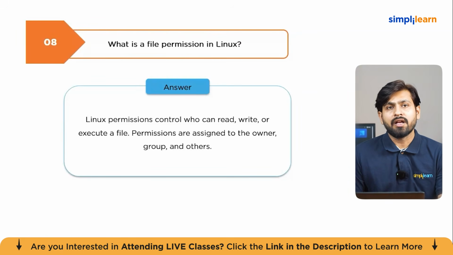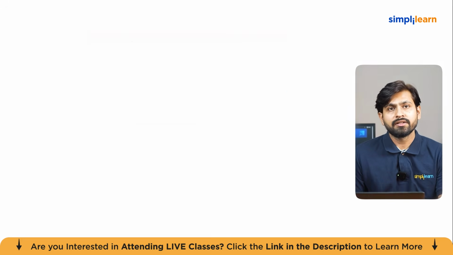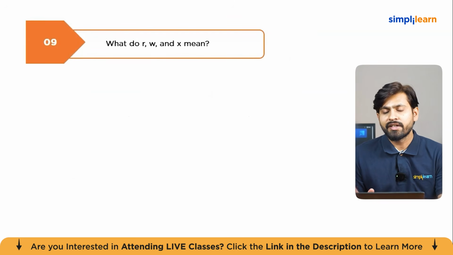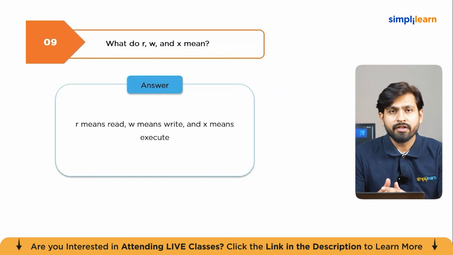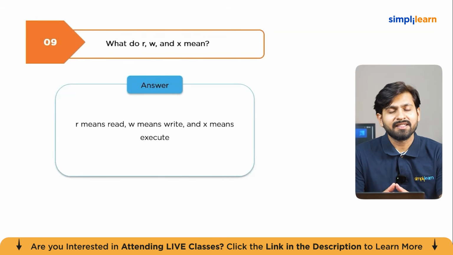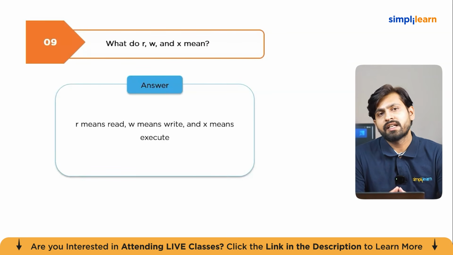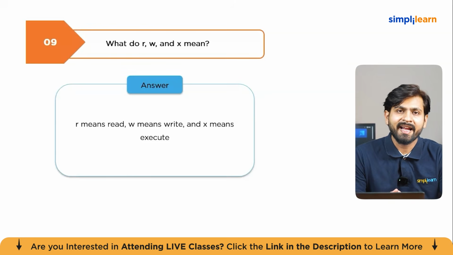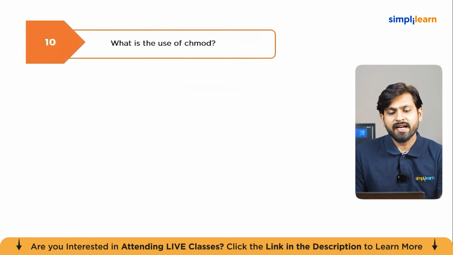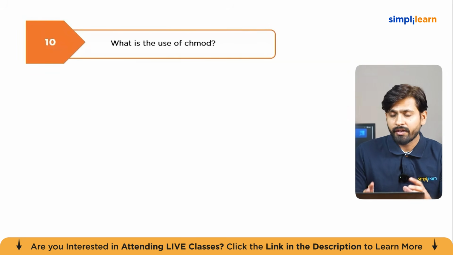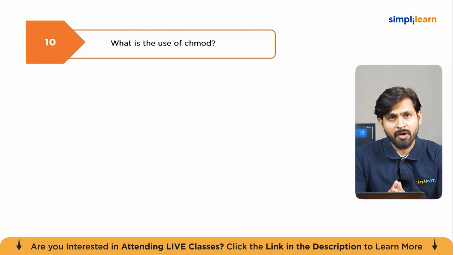Now, let us discuss the next question, which is what do r, w, and x mean? r means read, w means write, and x means execute. So this is the significance of r, w, and x in Linux. Now let us discuss the next question. That is, what is the use of chmod? You can take a pause and think about this question.